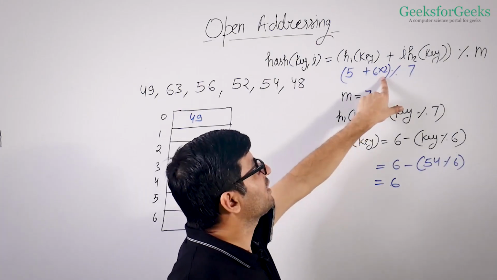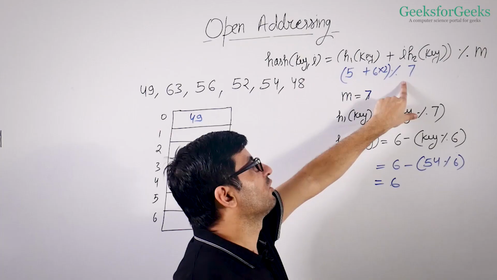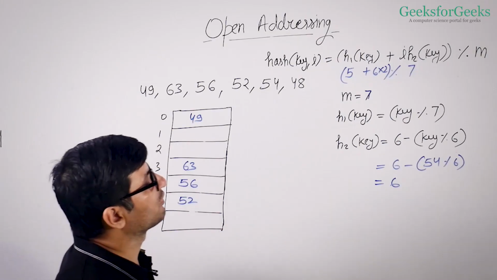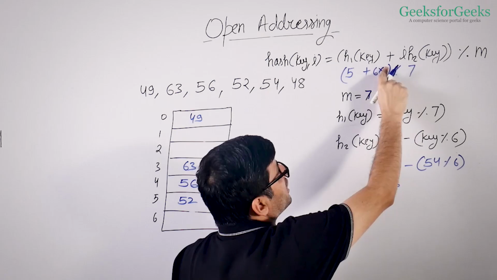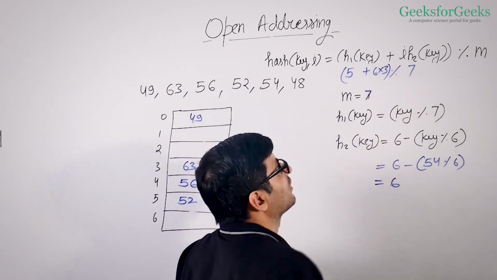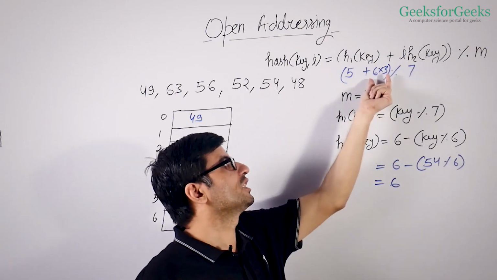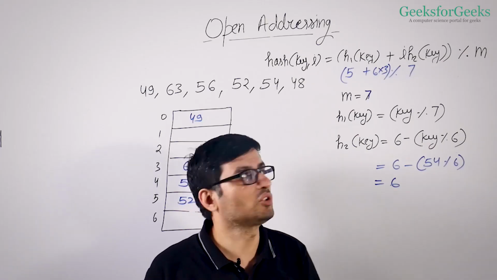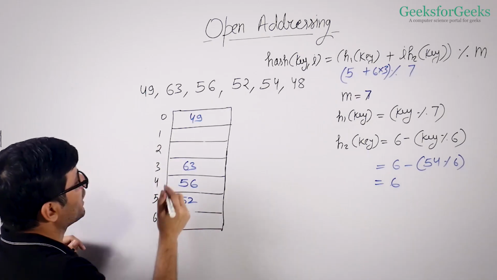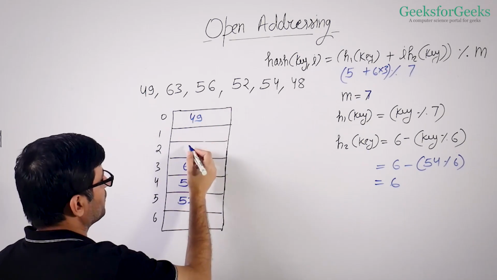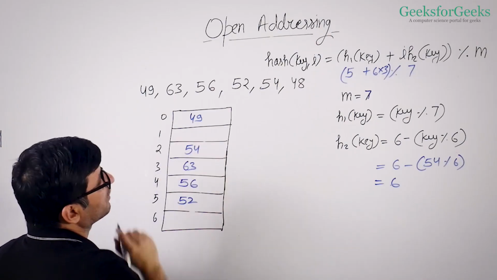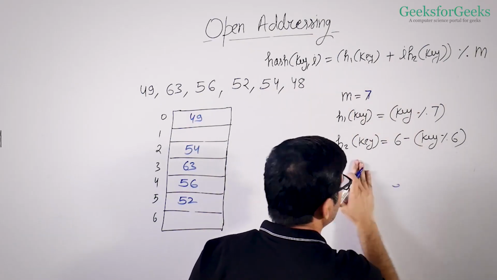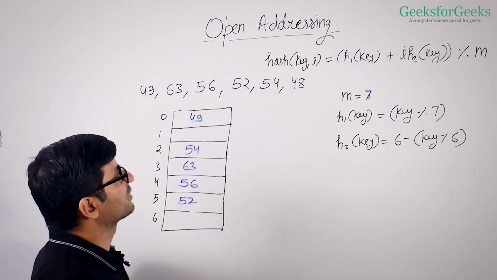So this time what do we get? 17 modulo 7, which is 3. So we see a collision again. So we put the value 3 now. What do we get now? 6 into 3 is 18, plus 5, 23 modulo 7, which is 2. This time we find a free slot. So we insert this value 54. We could insert after the 3 collisions.